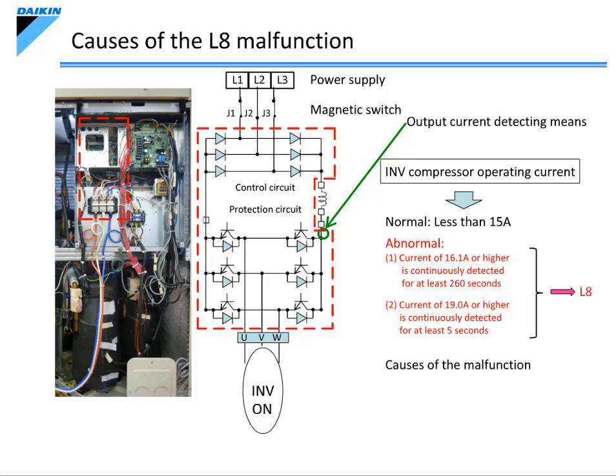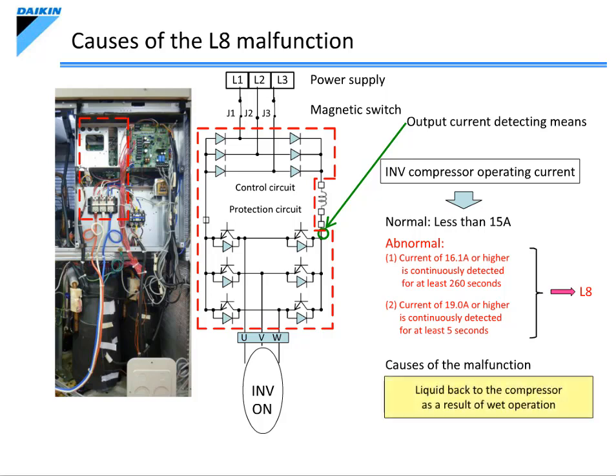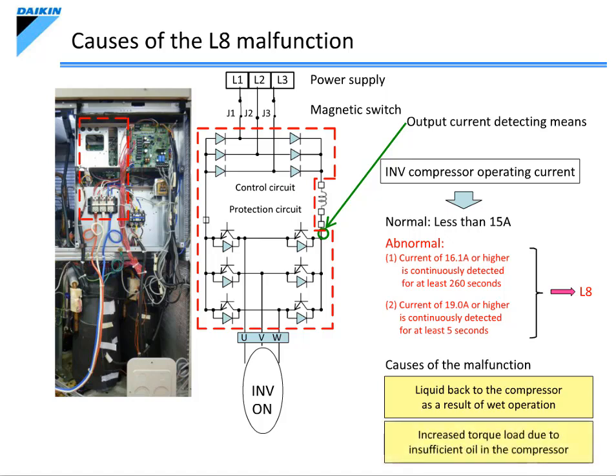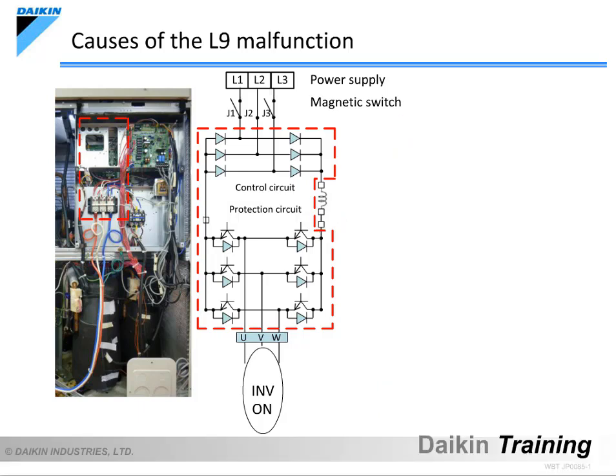The primary causes of the L8 malfunction are liquid compression due to liquid back as a result of wet operation, where some liquid refrigerant returns to the compressor without being completely vaporized. Another cause can be an increase in the torque load due to insufficient oil in the compressor. The L8 code also appears when there is a misdetection by the protection circuit on the inverter PCB. Let's now look at the causes of the L9 malfunction.